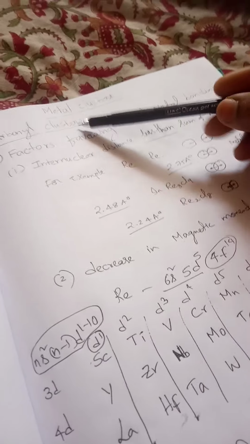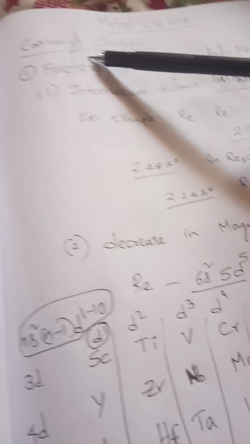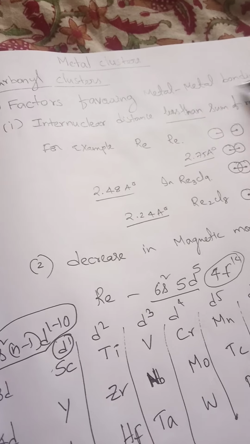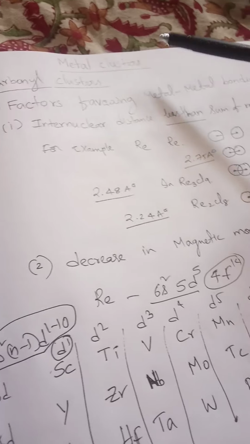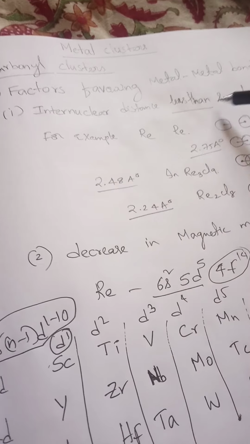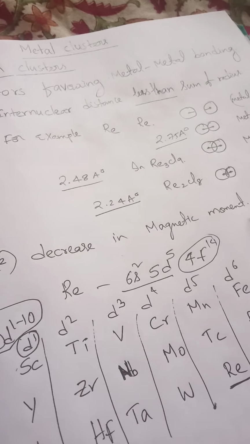Hello, good morning everyone. Today we discuss metal clusters. Again, in examinations they ask: what are the factors favoring metal bonding in metal clusters? So we have two factors. The first one is that the internuclear distance is less than the sum of the radii, and the second one is decreasing magnetic moment.